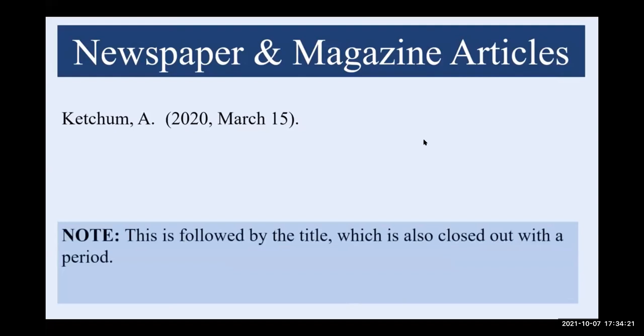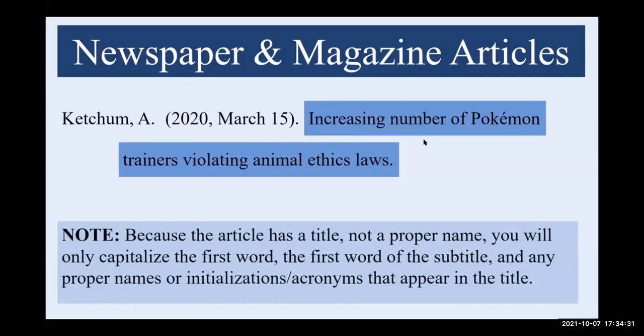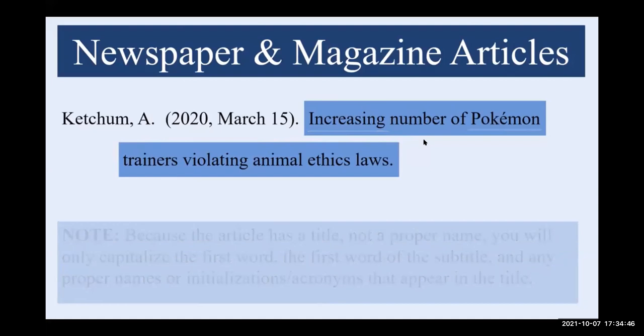The date of publication will be followed by the article title, which is also closed out with a period. Note, because the article has a title and not a proper name, you will not use proper name capitalization. Instead, you will only capitalize the first word of the subtitle, and any proper names, initializations, or acronyms that appear in the title. In this case, the title has broken through the first line and now goes on to a second line.